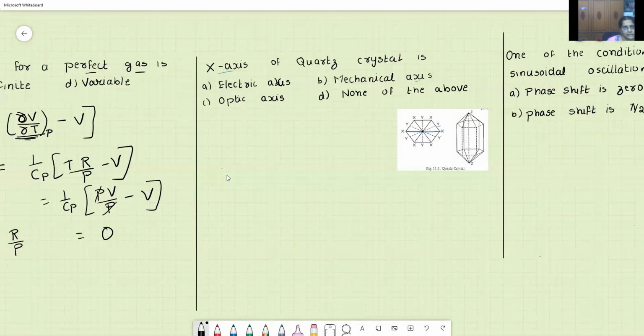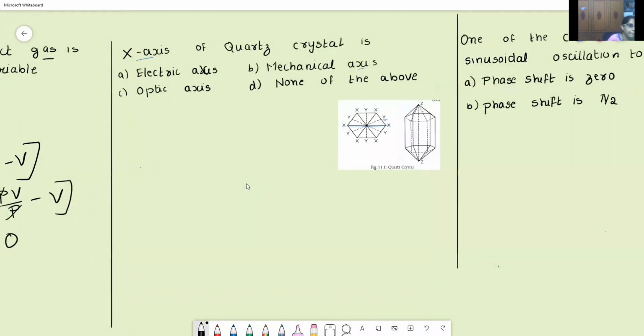Next we have the X-axis of a quartz crystal. So now what is a quartz crystal? Quartz crystal shows piezoelectric property. Piezoelectric property means if you have a crystal like this, on one face you're going to put some mechanical pressure, mechanical force. Then what happens, this face in this direction starts vibrating. Once it starts vibrating, there is going to be an electric field developing in the other direction.